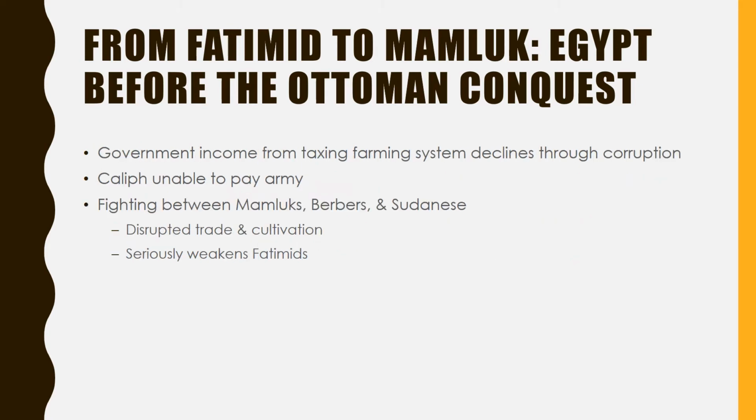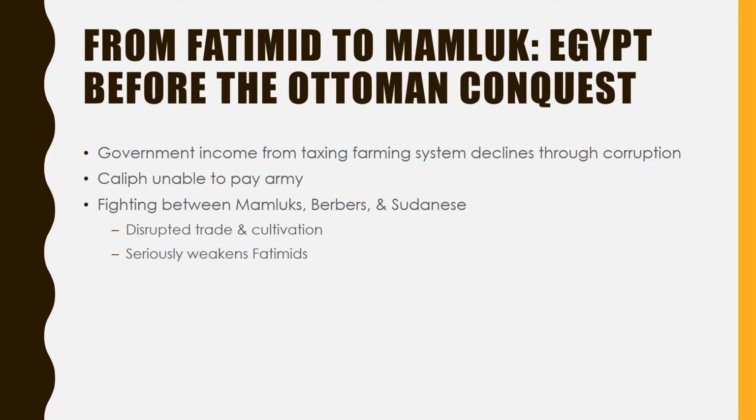So over time, the Fatimid dynasty and their control over Egypt is going to start to decline. The government income from taxing the farming system is going to decline through corruption. Not surprising, because not only is a lot of it going to the caliph, but there's opportunity for the Berber aristocracy to take whatever they can. Wherever there's a source of money, there's going to be a source of corruption. So that starts to decline.